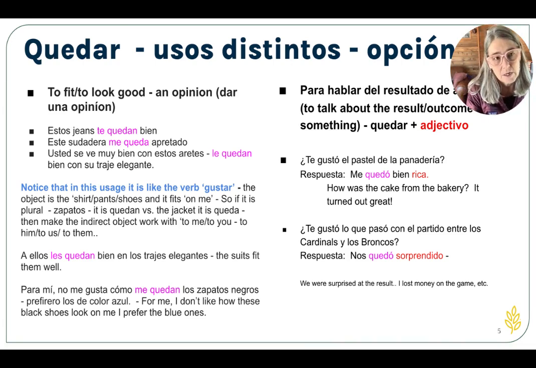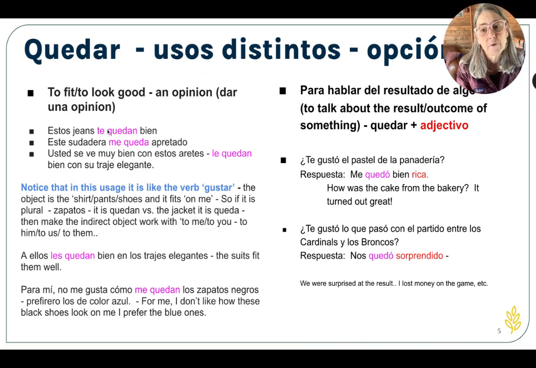And who are they looking good on? On me, on him, on her, and so on. So you say me quedan bien, or estos jeans, me quedan bien. If it's a single idea, like the sweatshirt, sudadera, then it's me queda apretada. It should be apretada, lo siento. It's tight on me, for example. So that's why we have the le versus se. This is not a reflexive construct. It's the indirect object: to him, to her, to us, and so on. So this is one of the uses of the verb quedar.